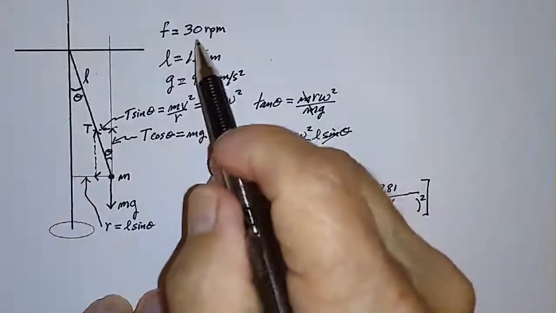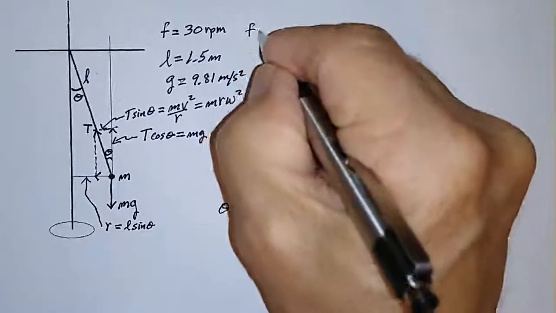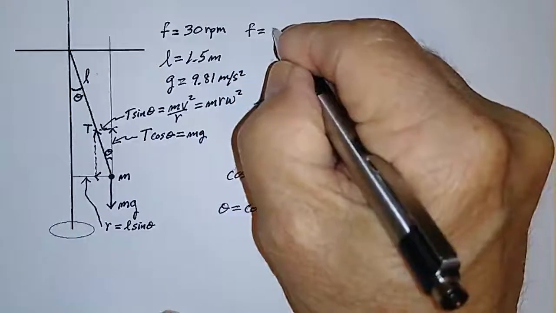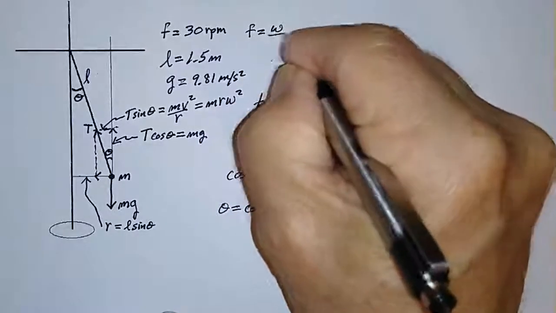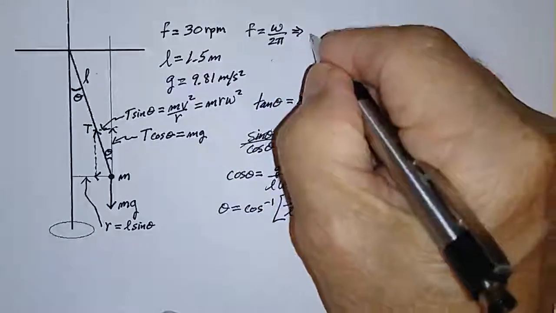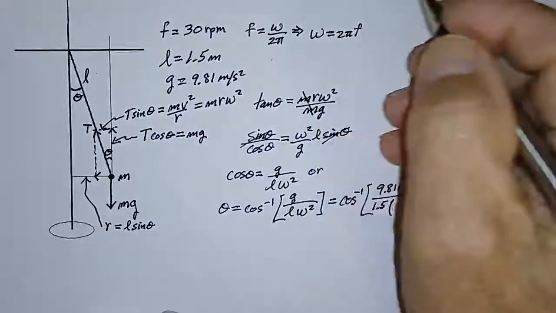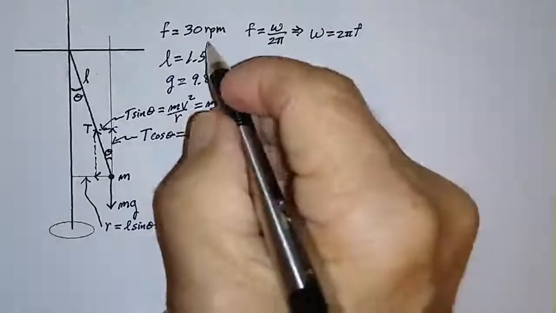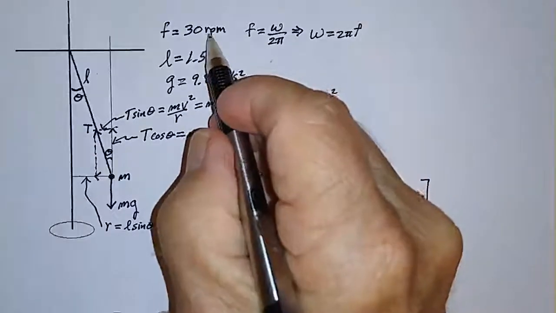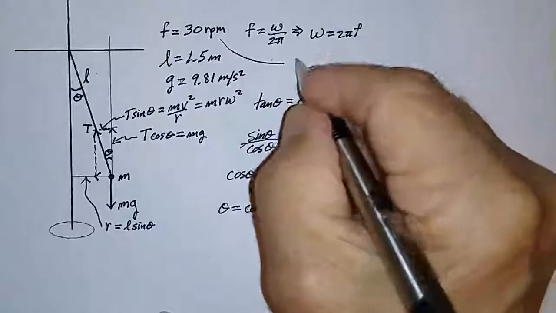But let's see, omega is related to the frequency. Frequency is equal to omega over 2 pi. So that means that omega is equal to 2 pi f. But what is this frequency? This is the number of revolutions per minute.